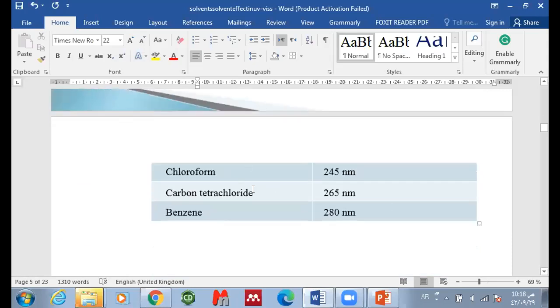Chlorinated solvents, chloroform and CCl4, are slightly higher, 245, 265, and benzene 280. So we usually avoid benzene in UV-visible. And it is toxic, it is flammable.